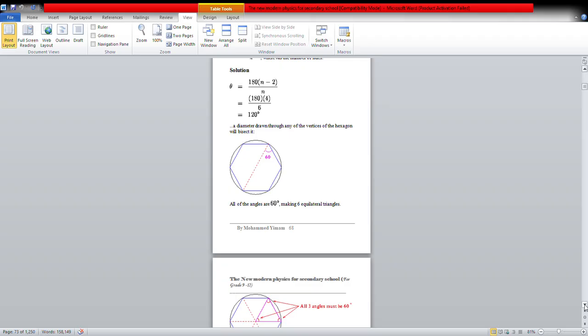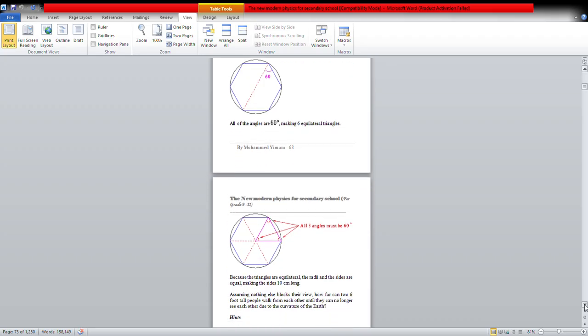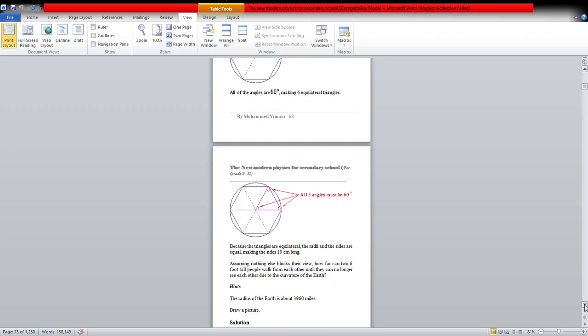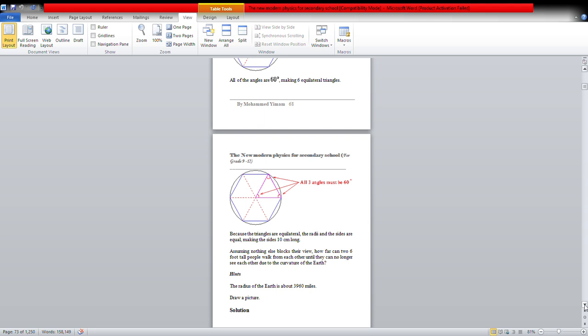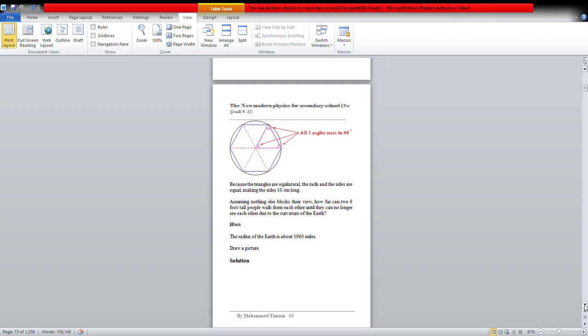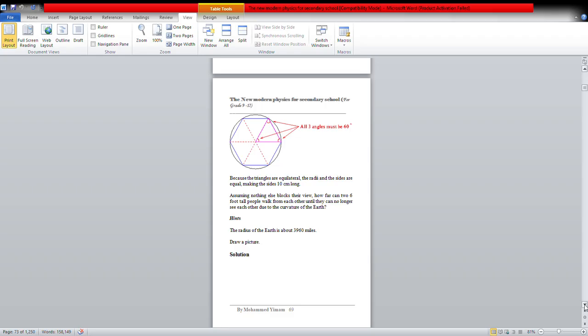All of the angles are 60 degrees. Make 6 equilateral triangles. Look at the figure. All 3 angles must be 60 degrees. Because the triangles are equilateral, the radii and the sides are equal, making the sides 10 cm long.